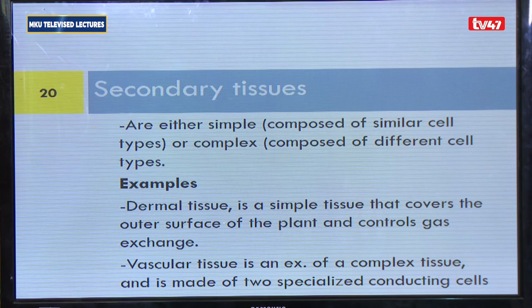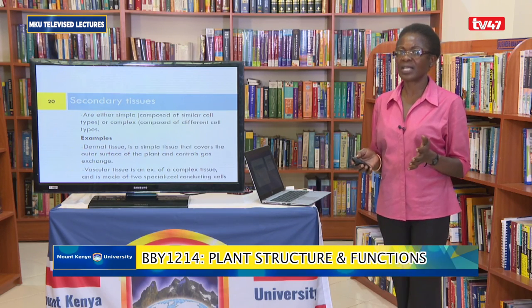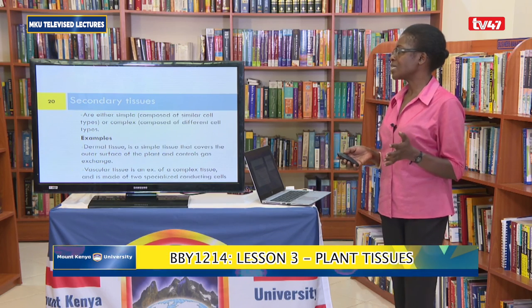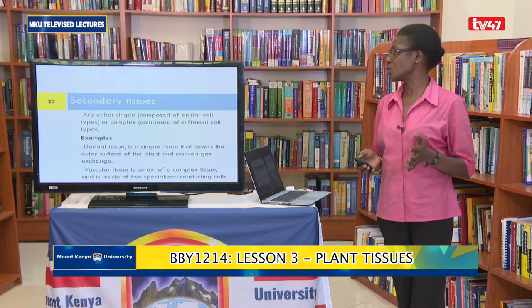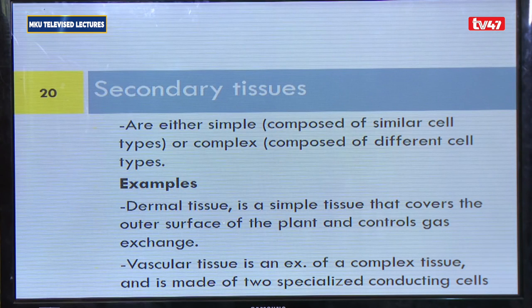Now, depending on whether the permanent tissue is made up of one type of a cell or is made up of different types of cells, then we can categorize our permanent or secondary tissues into two. Either it is simple tissue or it is complex tissue. It is simple if it is made up of only one type of a cell. And it is complex if it is made up of different types of cells.